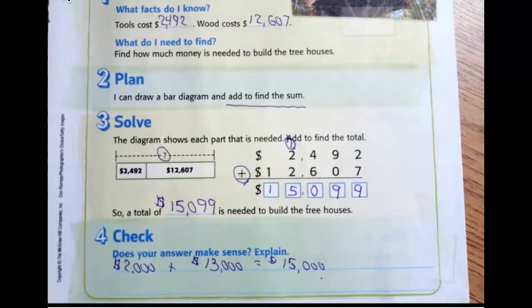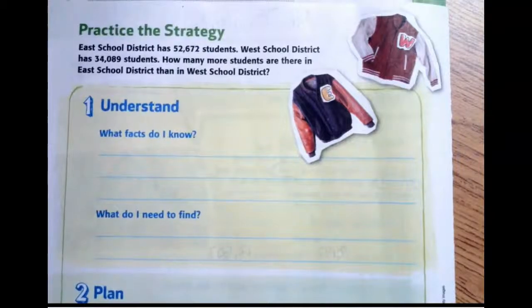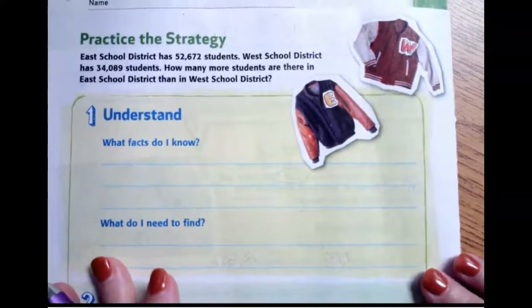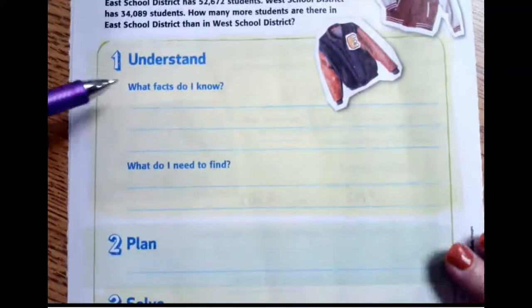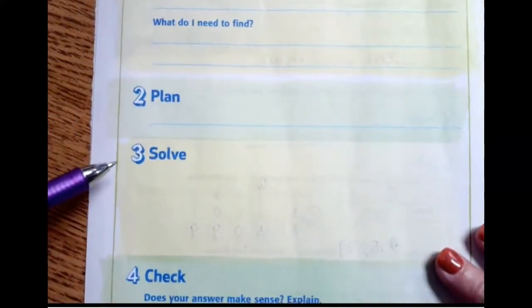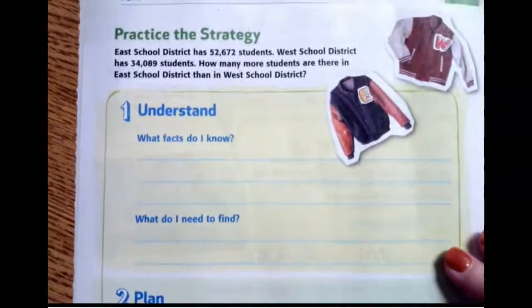All right. Again, guys, just take your time with it. Okay, so if you just want to turn your page over to 108, we have another practice the strategy. Okay, first thing I'm going to do, we know it's a 4-step plan. We know we need to understand the problem. We need to plan what we're going to do. We actually then we need to solve the problem, and then we're going to check. Okay, so let's go up to the word problem.